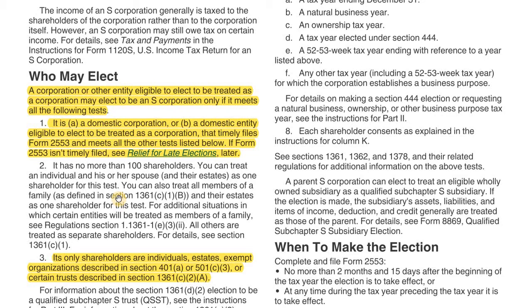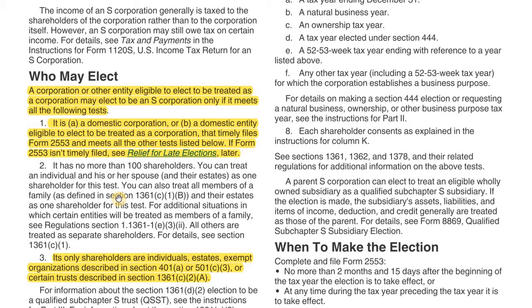The second piece is a domestic entity eligible to elect to be treated as a corp that timely files this election form. So what's an example of that? A domestic eligible entity is generally an LLC. If you've got a U.S. LLC, an LLC is an eligible entity under the regulations. So an LLC, given certain circumstances, can basically elect to be taxed however it wants. There are certain default rules. If you have a single member LLC, it's disregarded for tax purposes, but it can elect to be treated as a corp or an S corp.